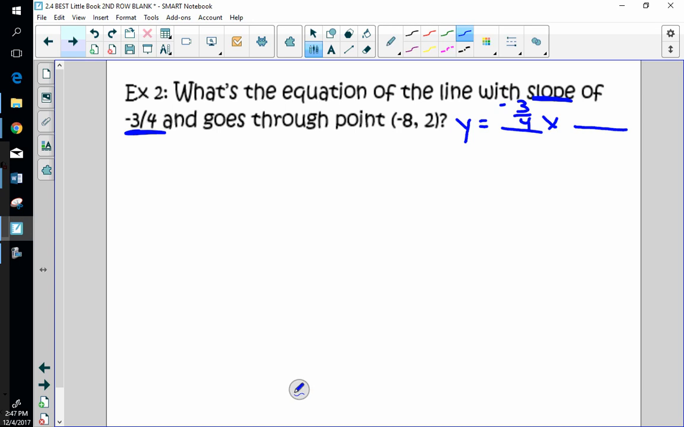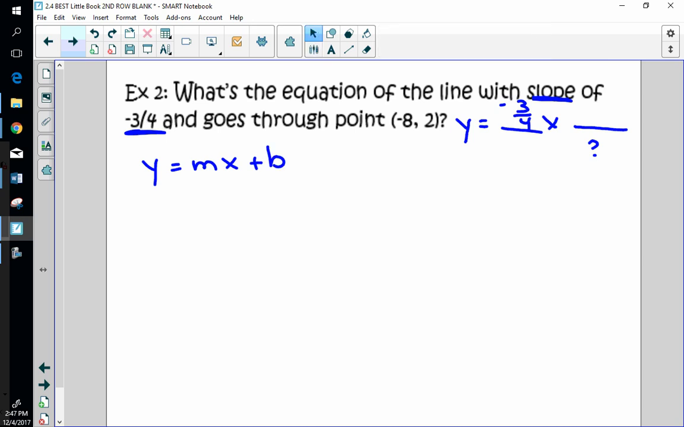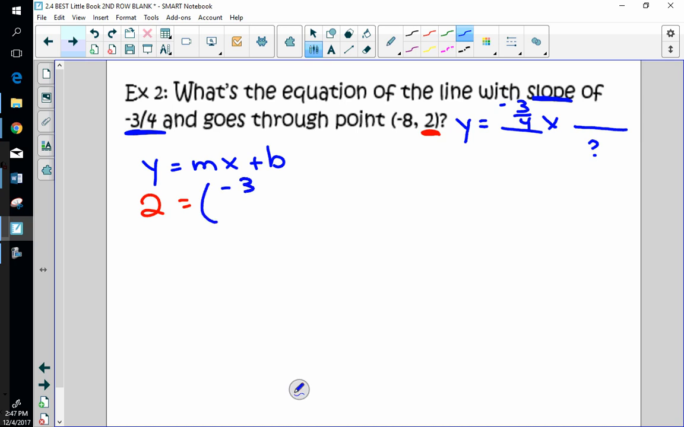To figure out the b, here's how you figure the b out. We're going to go back to our y equals mx plus b. And we're going to take out all our letters except the b. So again, we're going to take out the y and put in the y coordinate. We're going to take out the m and put in the slope that was given to us.